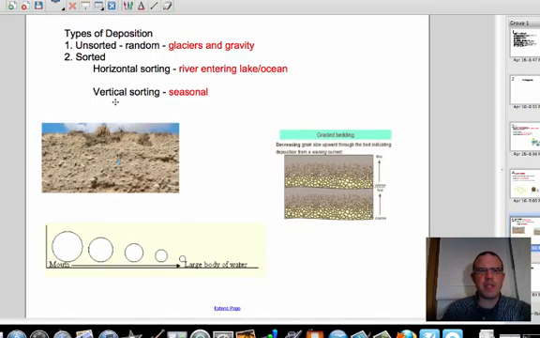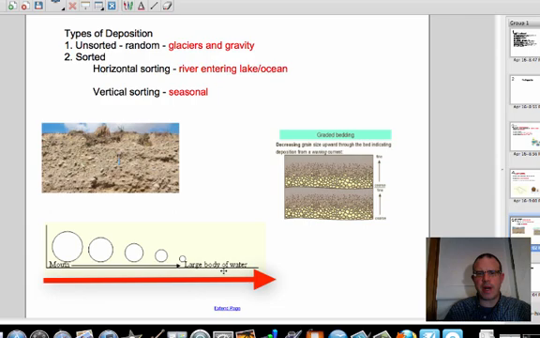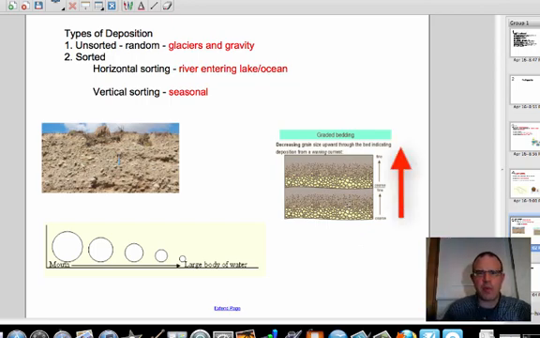So the second type is the horizontal or vertical sorting. So for horizontal, we're moving with the horizon. We can see that the mouth of the river is going to have larger particles, and that the further you get into that larger body of water, whether that is the lake or the ocean, you're going to have smaller particles. Those smaller particles can actually get out to be fine silt or clay, and even eventually some things could precipitate out.